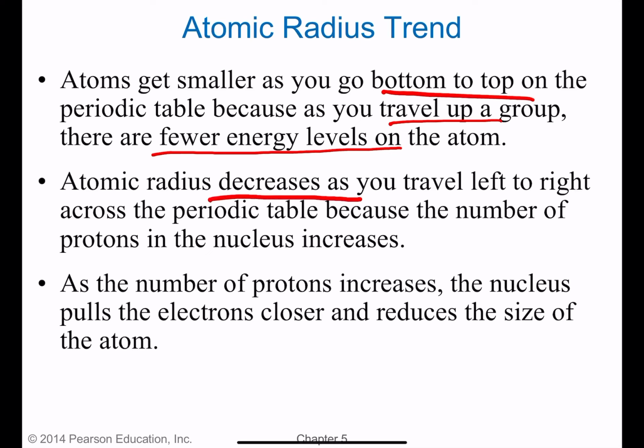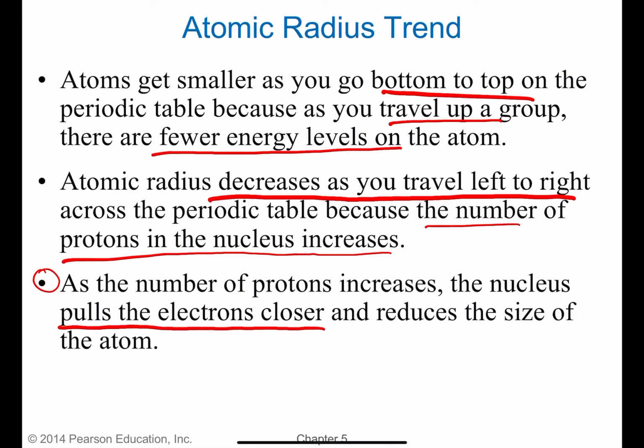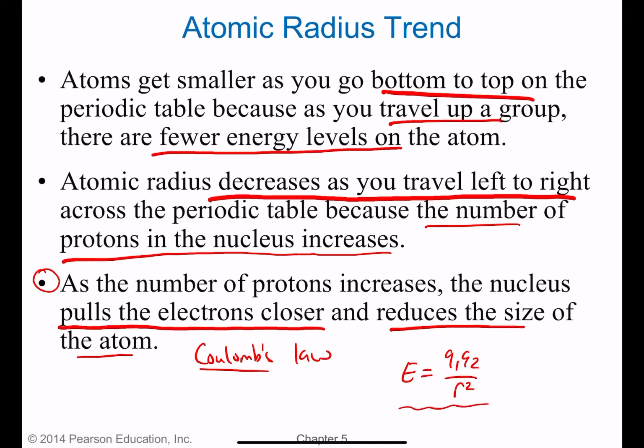Atomic radius decreases from left to right because the number of protons in the nucleus increases. This is the key idea: as the number of protons increases, the nucleus pulls on the electrons and pulls them closer, thus reducing the size. What we're referring to here is called Coulomb's law, and roughly it's the formula right here. This is an approximation of the formula. There is a k constant in the front, but we really don't have to worry about that.